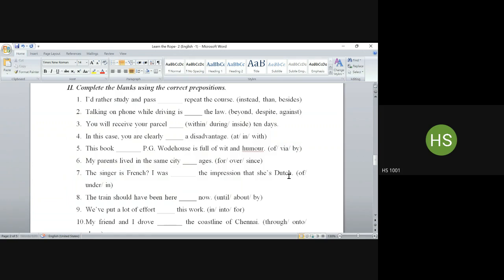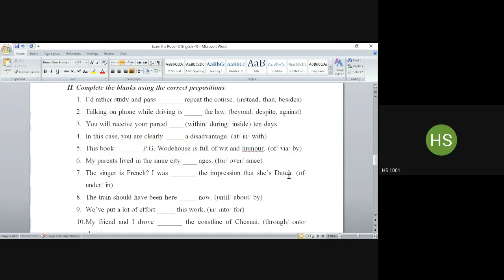Fifth one: this book dash PJ Wodehouse is full. Why is it wrong to use in there in the previous one? Same thing. A lot of these, like I told you, are collocations in language. This is also an example of prepositional collocation. So you don't say in a disadvantage, you only say at a disadvantage.